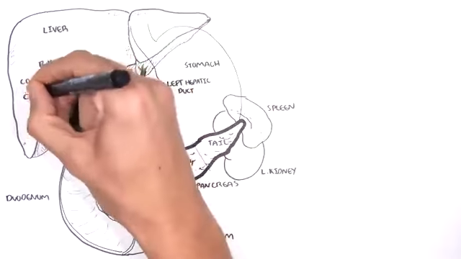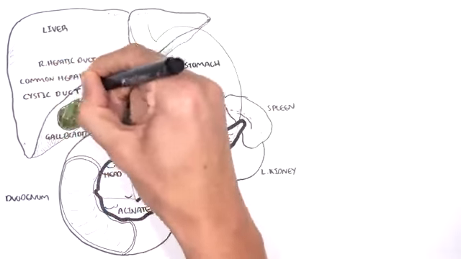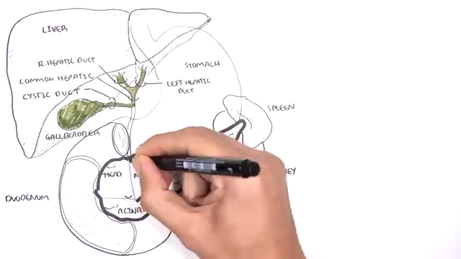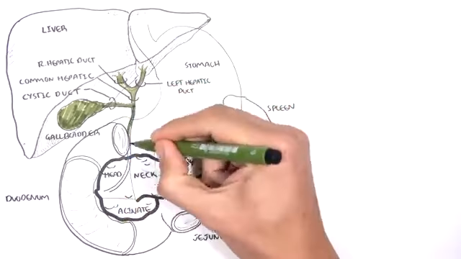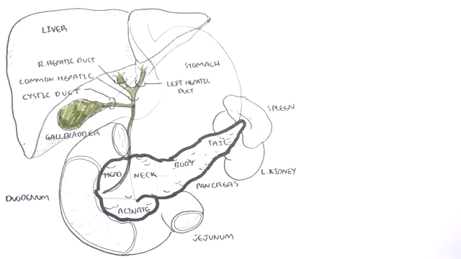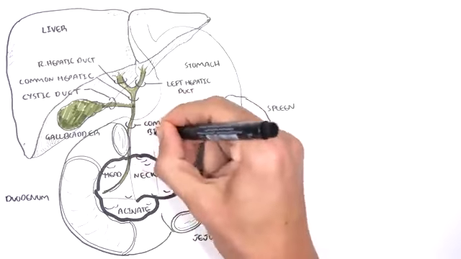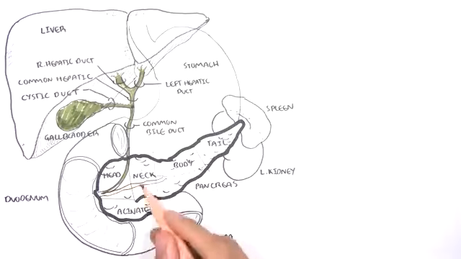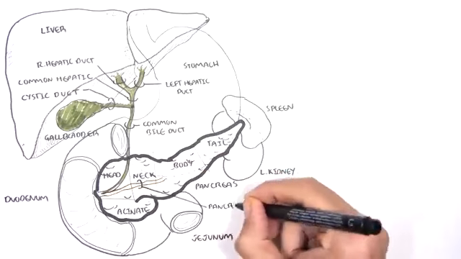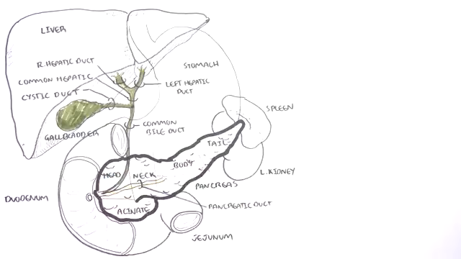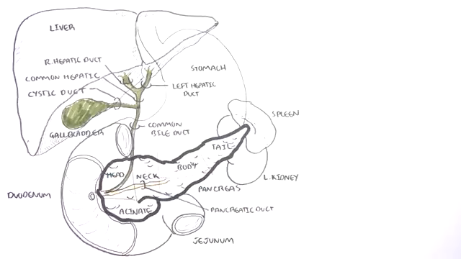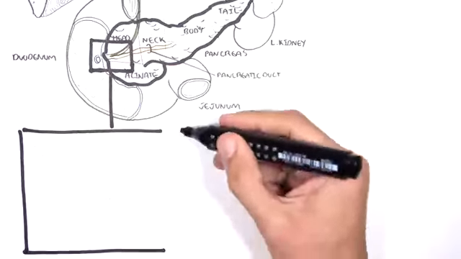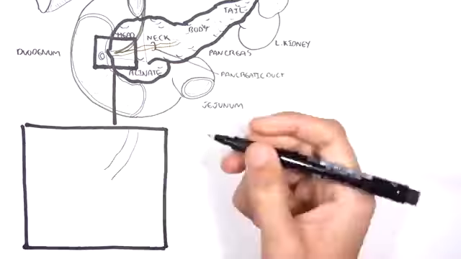And the bile can be carried out from the gallbladder into the cystic duct. The cystic duct actually joins with the common hepatic duct we talked about to form the common bile duct. The common bile duct joins with the main pancreatic duct here before entering into the small intestine, the duodenum. Let's take a closer look at this area and to understand a bit more about the common bile duct and the pancreatic duct.